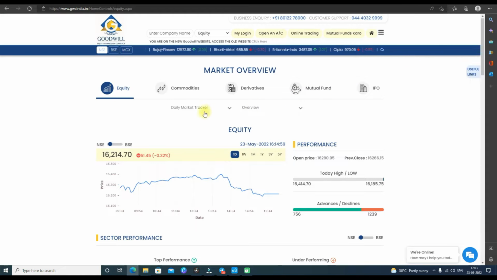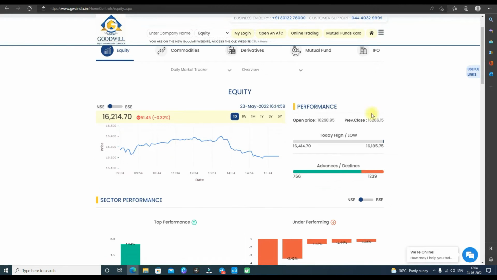Starting from the equity segment, we have this drop down feature from where you can see various other features in order to track the market. For the first option you have daily market tracker, then you have news, then you have corporate information and the actions taken by them.